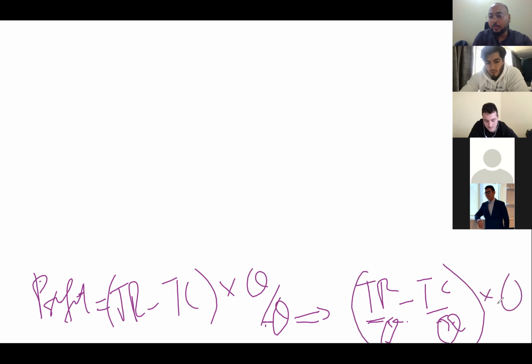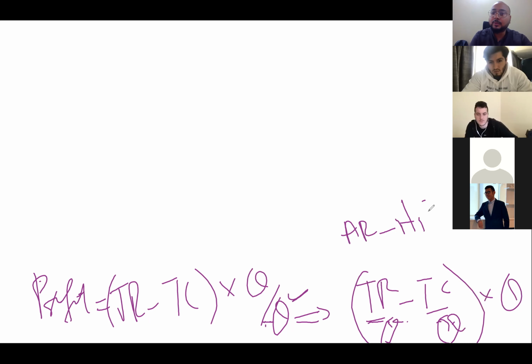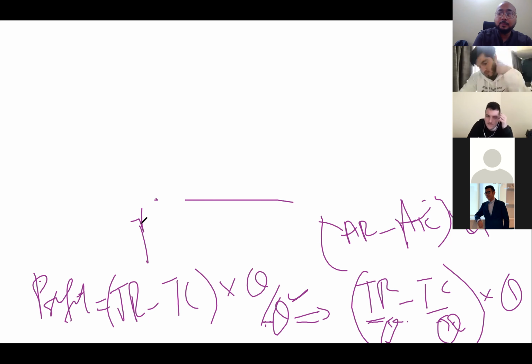Multiplied by Q. We just inserted this denominator Q inside the parenthesis. So total revenue divided by quantity, answer would be AR, average revenue. Total cost divided by quantity is average total cost, multiplied by quantity. So the mathematical property says that we can replace AR with P. So here we go.